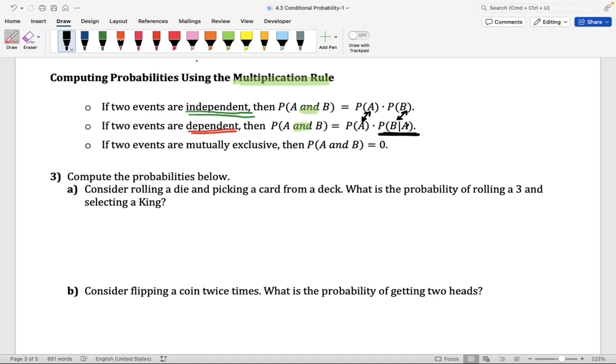The last thing that I want to emphasize here, which is something that we have seen before, is that if two events are mutually exclusive, what does it mean for two events to be mutually exclusive? That means that they cannot occur at the same time. Again, if two events are mutually exclusive, that means they cannot happen at the same time, then we simply say the probability of A and B is 0. Here, what I'm trying to emphasize is that if you know that two events cannot happen together, don't waste your time. Don't try to set up the formula, the probability of A times the probability of B, or the probability of A times the probability of B given A. You would simply just write the probability of A and B is equal to 0.